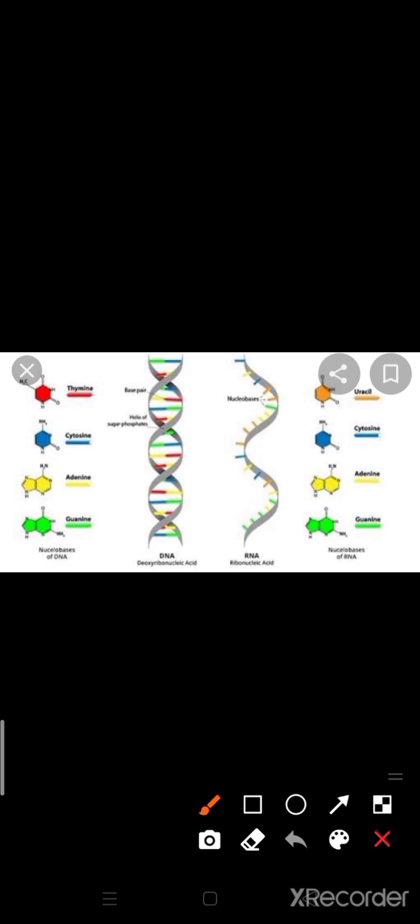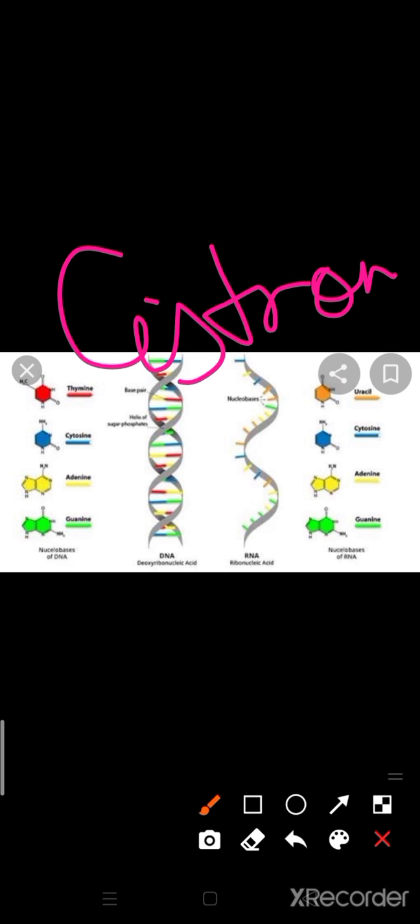The first point is that a part of DNA which helps in the production of protein in future, the part of DNA which codes for a particular protein in future, is known as the cistron. What is known as a cistron? A cistron is one part of DNA which helps in the synthesis of protein in future.